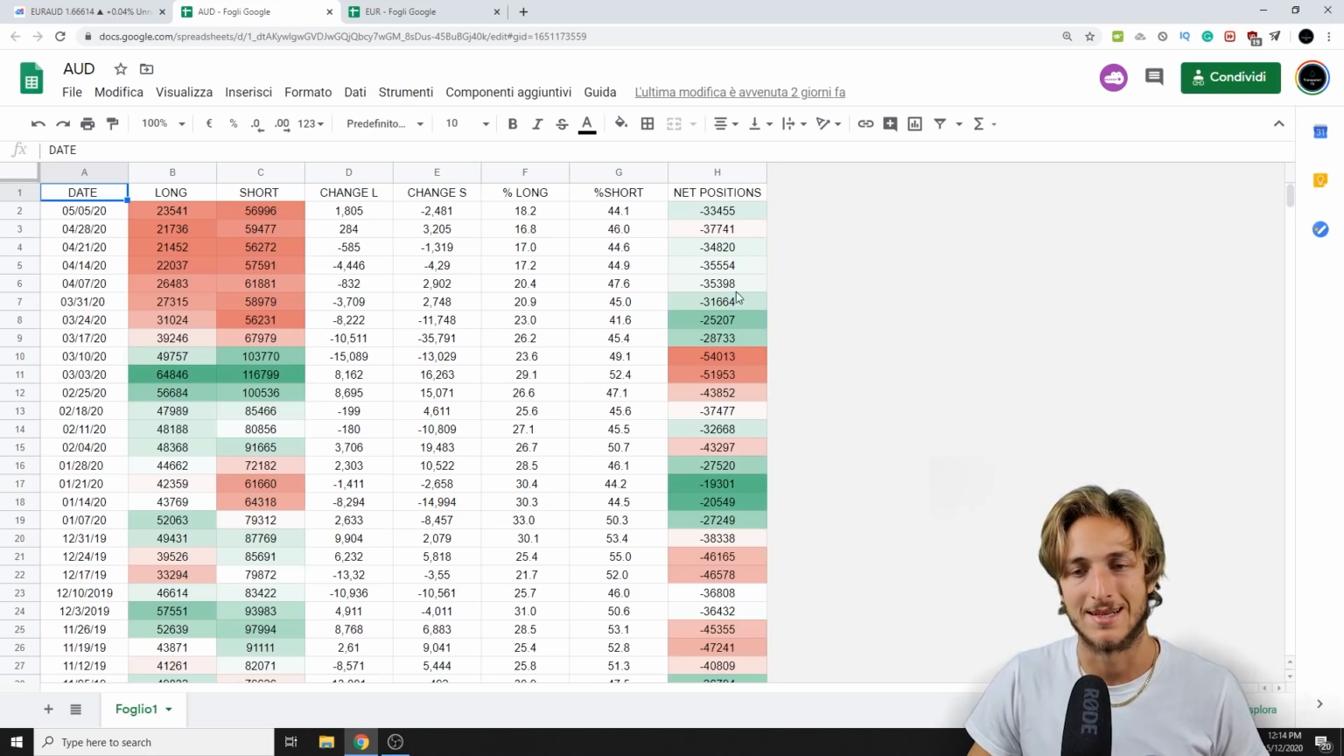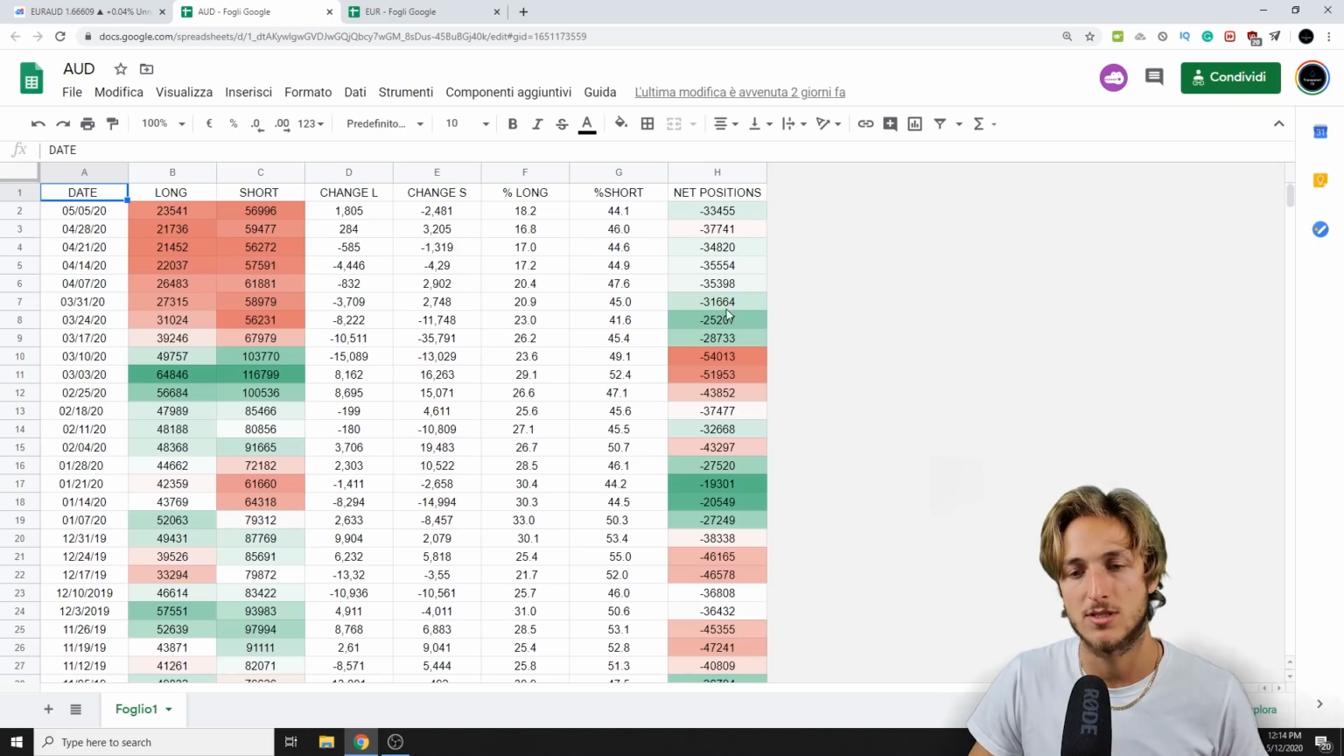Because what we can see, net positions, if we look at the longer term, what is actually going on? If you look at the net positions from a longer term perspective, you can see that yes, it's true. Net positions increased, going from minus 54K all the way down to minus 33K.